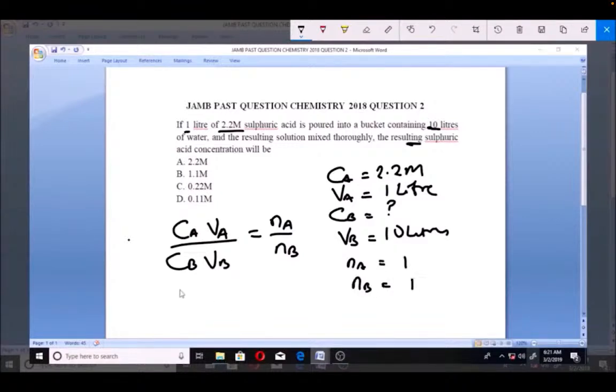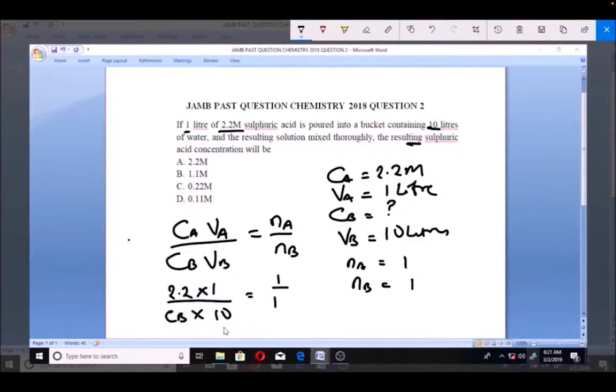So having this, if you fix this in this equation, Ca we already know is 2.2. So we have 2.2 times Va, which is 1, all over Cb. Cb we don't know, so we still write Cb times Vb, which is 10, equal to 1 over 1, which is 1.